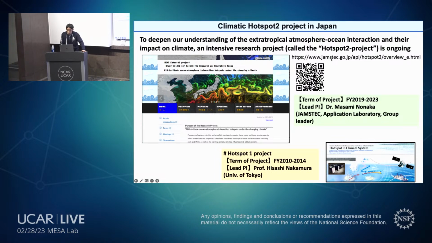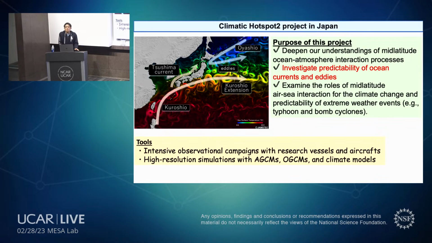And this is the website of this research project. It is actually the subsequent project of the Hotspot 1 project, which ended in 2014. In this project, we try to understand how extratropical air-sea interaction affects climate, the predictability of climate, and the response to climate change. And there are several research tasks here.